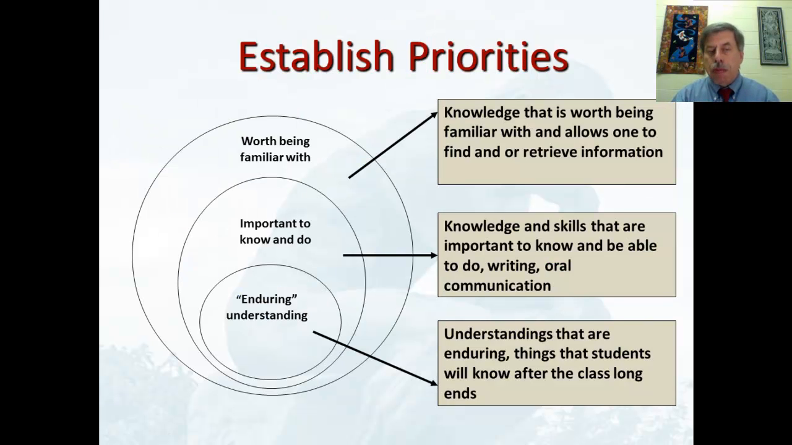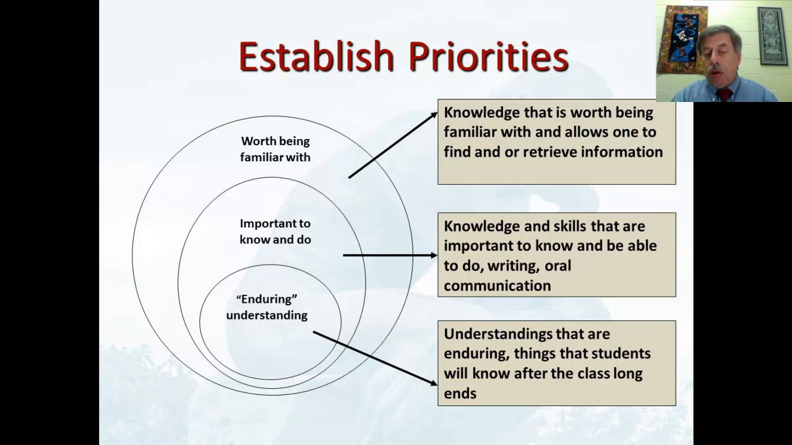Let's begin by thinking about priorities. When we teach, there are many different levels of learning that will occur in our class. And so it is worthwhile to begin by thinking about what is the learning that is worth being familiar with. This might be knowledge that allows one to find or retrieve information. This might be a tool set. The second level in the circle is what knowledge and skills are important to know and be able to do. An example is that we expect our students to be able to effectively write and communicate orally. Also, it could be knowing which test in microbiology to use, where to find certain organisms.